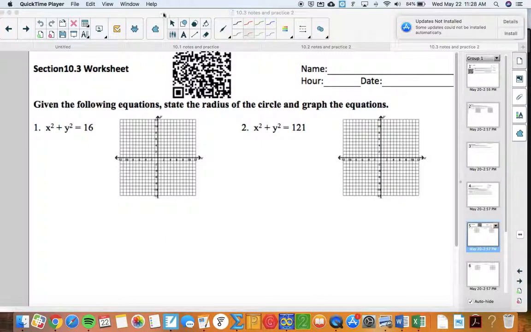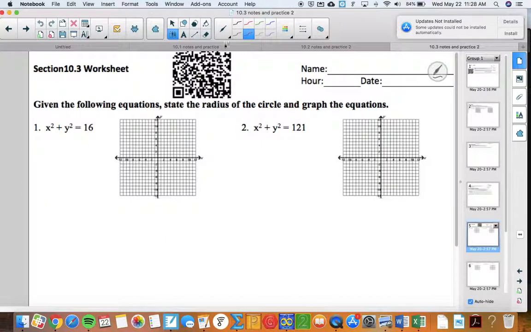Hey folks, this is 10.3. We're working with circles and equations of circles, or in a little bit equations of tangents. Given the following equations, state the radius of the circle and graph the equation.